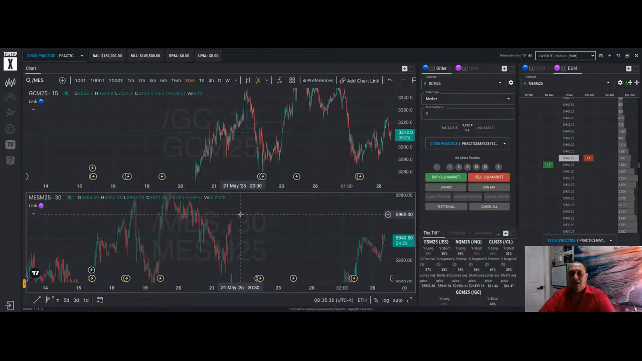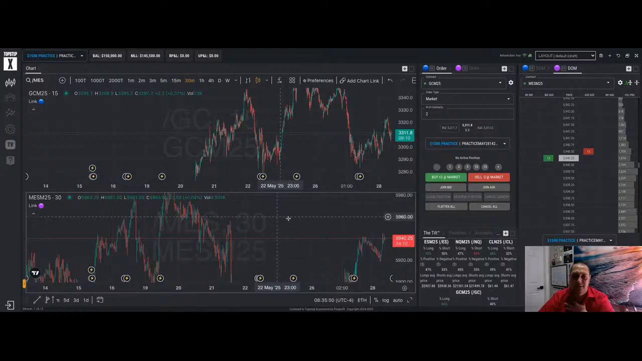I'm using one monitor right now. I have three monitors, but for today's purpose, I just wanted to use this one, so I can make sure that you're aware of how to set these screens up so you can take multiple trades.